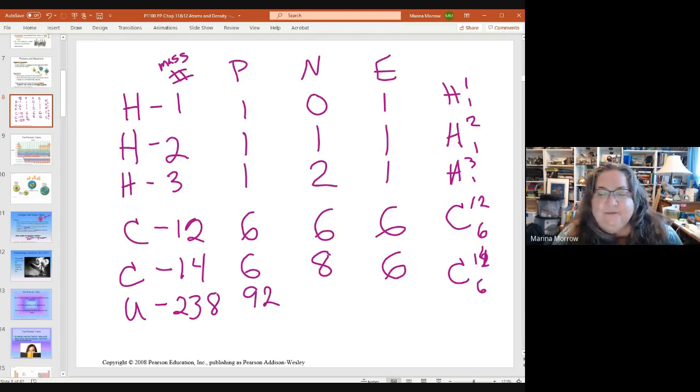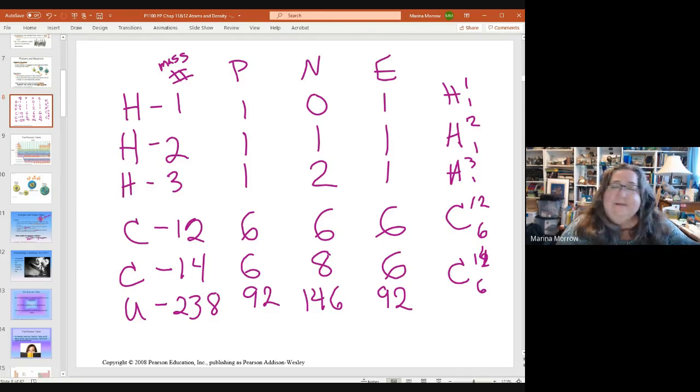Okay, so that leaves 146 neutrons, but we still have only 92 electrons. Okay, so various isotopes of various materials. Some of them are radioactive, and that makes them useful in different ways.